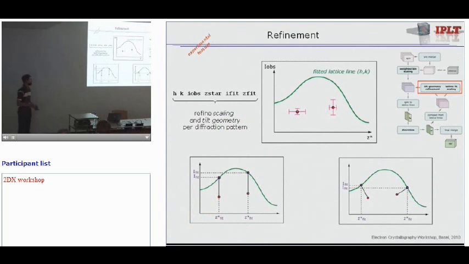Okay, so once you have done the lattice line fit, you have to go into your refinement, because your original scaling and your original tilt geometry will not be exact enough to get meaningful data. So we try to refine the tilt geometry and also the scaling for every image using these I fit and Z fit, so basically the fitted position from the lattice lines.